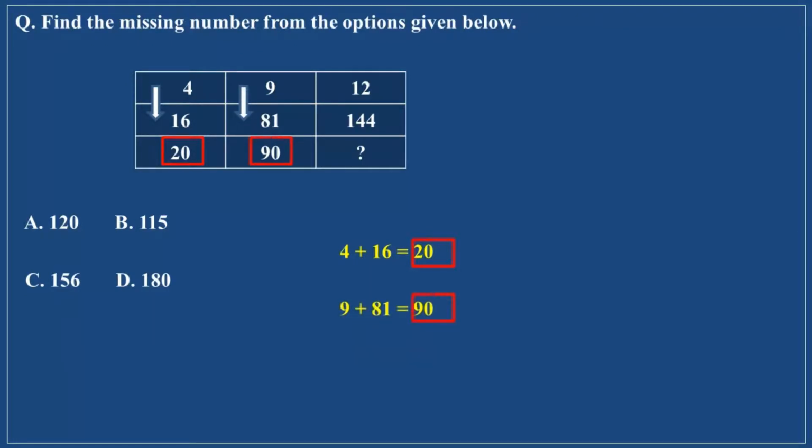Similarly, in the third set of columns, the addition of 12 and 144 is 156. Hence, option C is the right answer. Let's proceed to the next question.